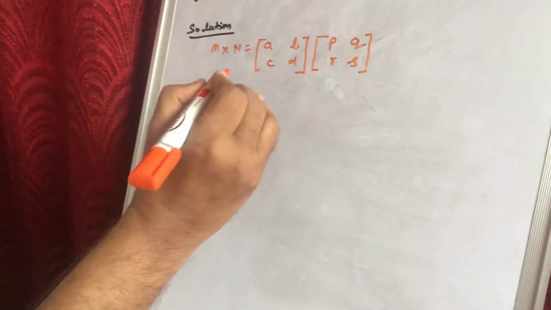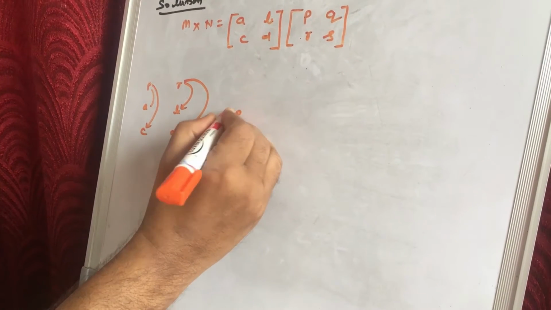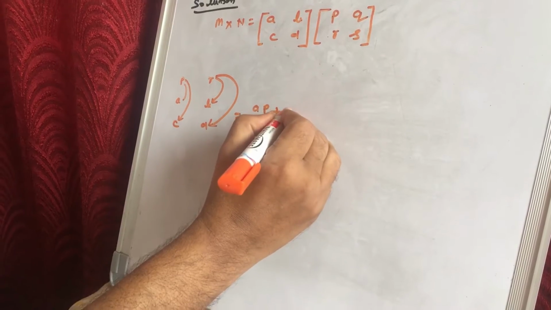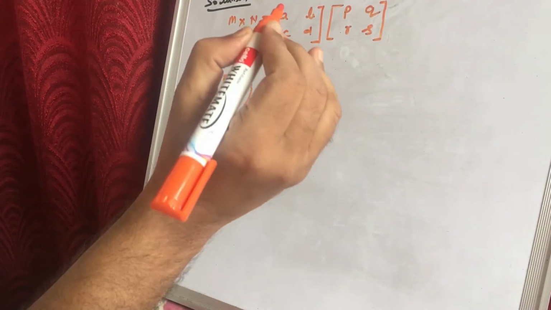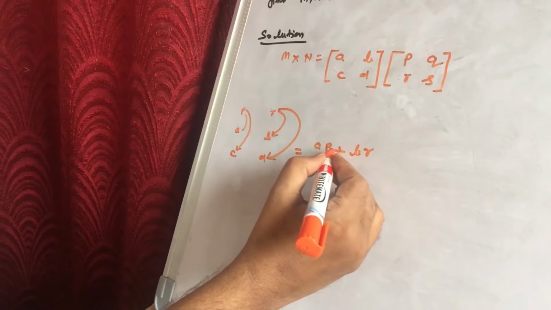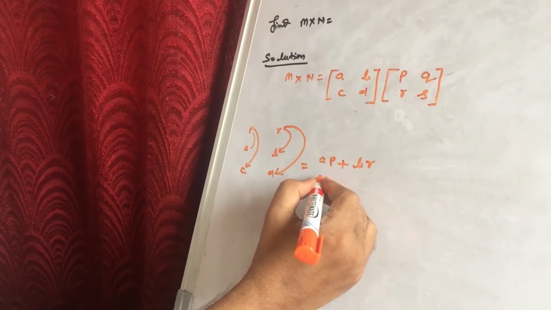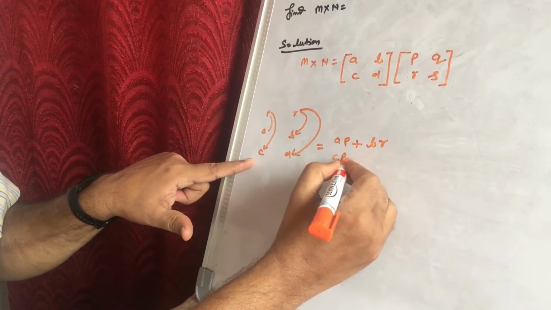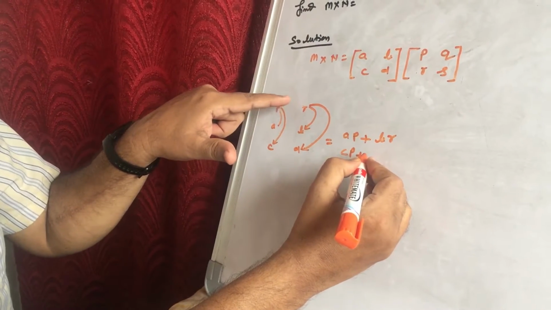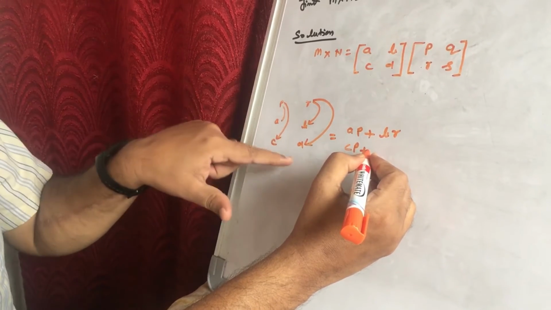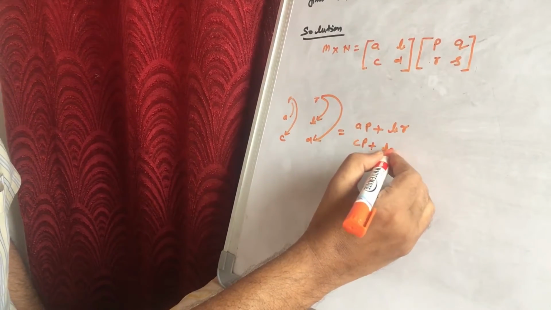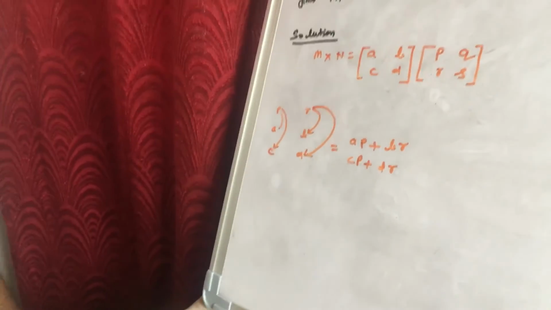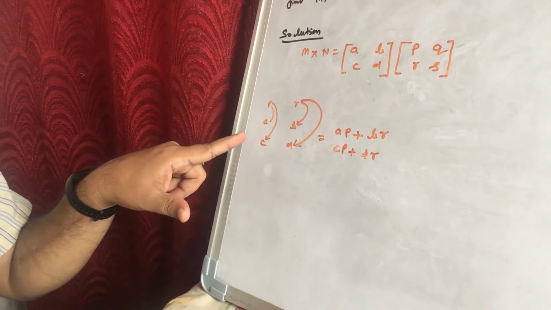So it will be what? AP plus BR, and then I have to add it. Second, P is to multiply with C, CP, plus R is to multiply with D, so it is DR, right?